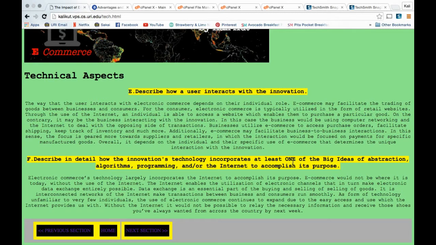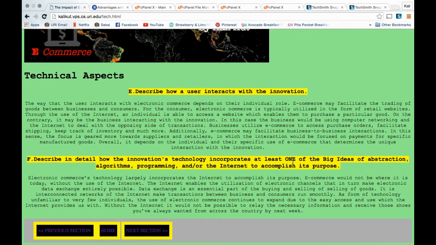As we mentioned, electronic commerce is typically utilized in the form of retail websites. This means that in order to access goods or to purchase goods, a consumer would go on the internet and type in a website which they wish to purchase from. There they would find their product and complete a purchase.